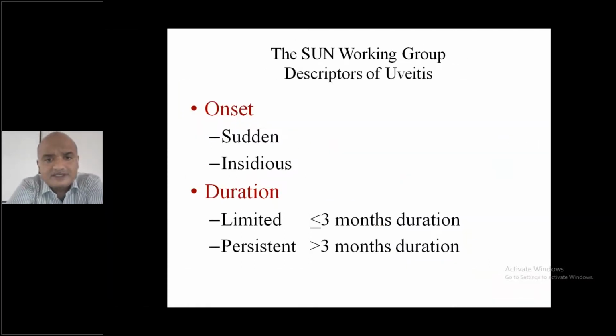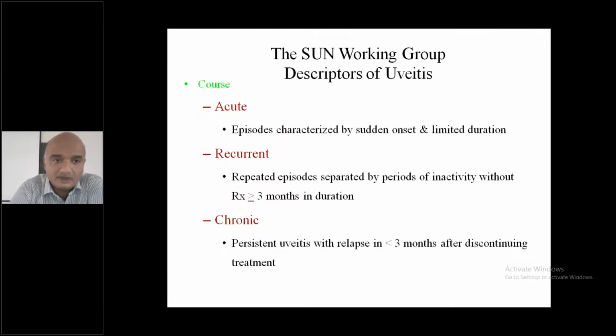Now, what are the descriptors of uveitis? Based on onset, it can be sudden or insidious. Then, based on duration, it can be limited, less than 3 months, or persistent if it is more than 3 months. Now, what is acute? These episodes are characterized by sudden onset and limited duration. That is, they have a short duration of inflammation.